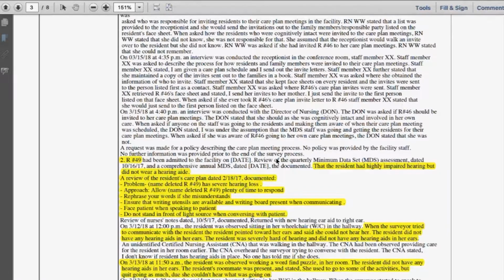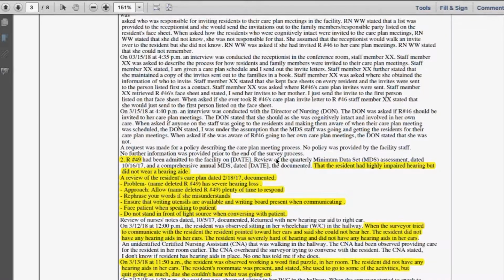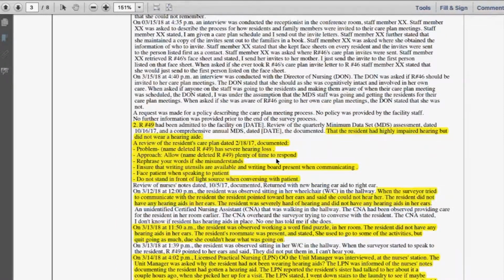The survey goes on. The next day, around midday, the resident was again observed working on a word find puzzle in her room. The resident, again, did not have any hearing aids in her ears. The resident's roommate was present, and stated she used to go to some activities, but quit going as much due to the fact that she couldn't hear what was going on. That's terrible. You get more and more isolated the less and less you hear.